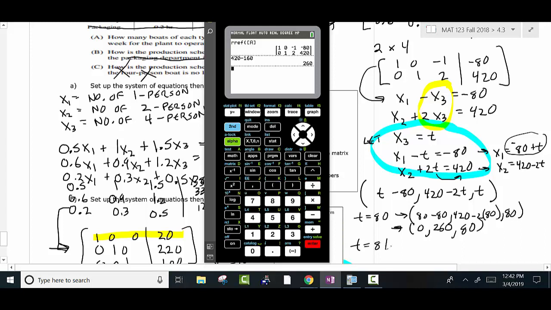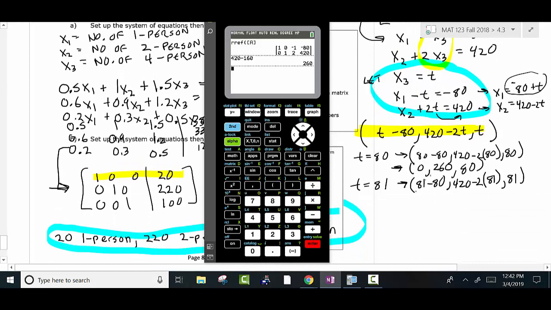Let's just say t is 81. Okay, again, what you're doing is you're plugging into this solution and just working out the arithmetic. So you'd have 81 minus 80, comma 420 minus 2 times 81, and then comma 81. And that'll give you another solution. Okay, and you'll get an infinite number of basic solutions on this. So you would end up having 1, and if I do 420 minus 2 times 81, that'll give me another possibility. So that's going to give 258, and then you got 81.